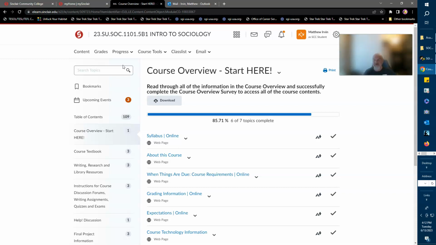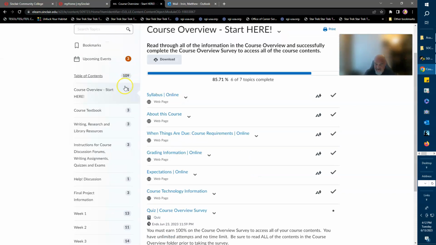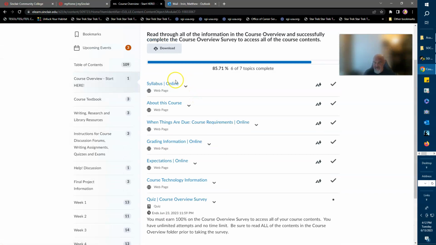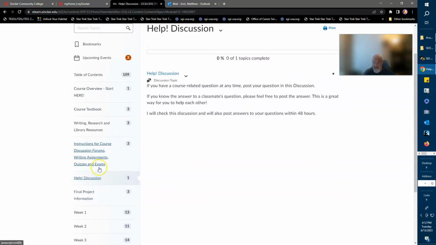So please don't come back and freak out saying you can't read. You have to do that course overview survey at the end of this. All that means is that you've taken a look. See these check marks? You can always check there. All this means is that you've taken a look and you've read through this material.